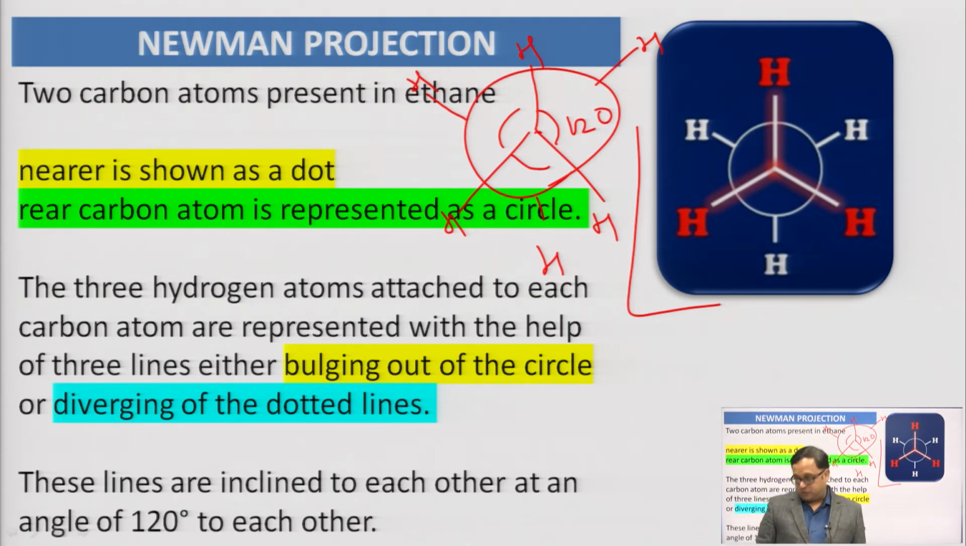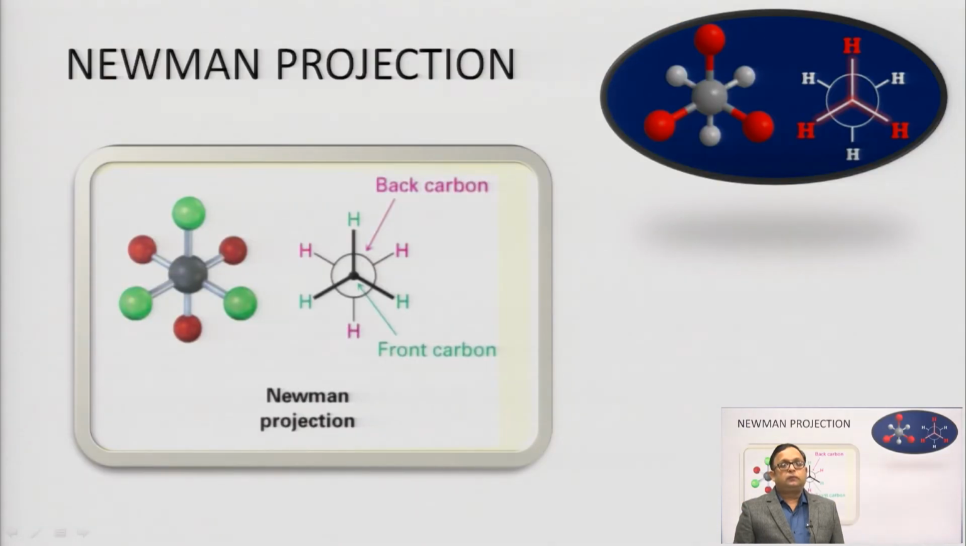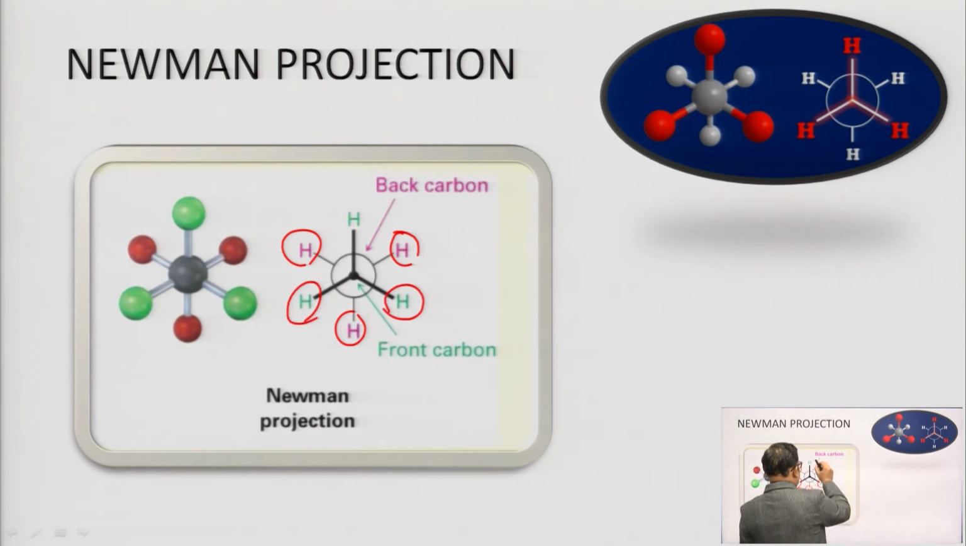How can we represent this Newman structure? One more example, where this representation is shown in a very colorful way. The hydrogens that are represented in magenta color are attached to the back carbon, and the hydrogens that are represented in green color are attached to the front carbon.